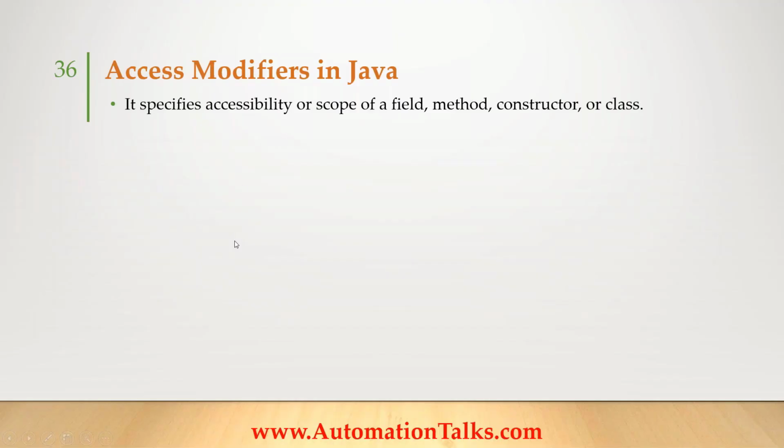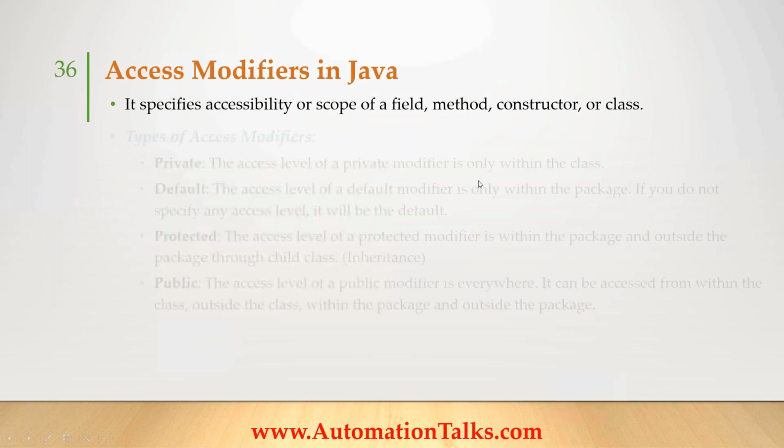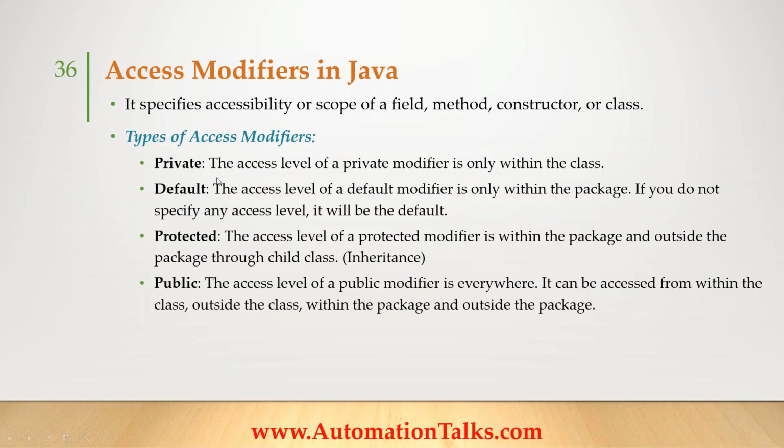So access modifiers in Java are basically used to define the scope of the fields, methods, constructors, or the class. We can use access modifiers like private, public, protected, and default on all these four things. When I say fields, that means your variables, methods, constructors, and classes. Okay, so there are these four different types of access modifiers.